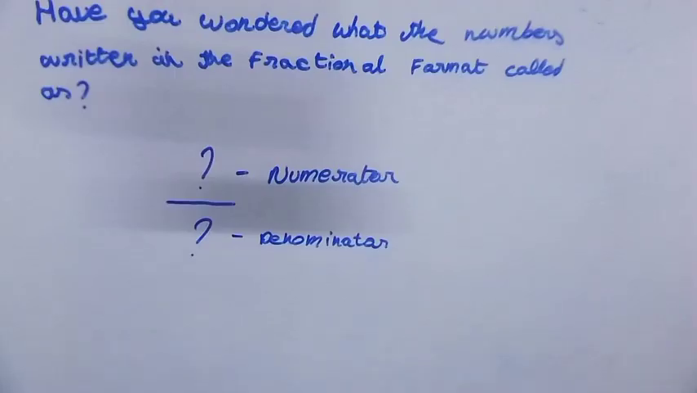So, have you wondered what the numbers written in the fractional format are called? The number above the line is called the numerator, and the number below the line is called the denominator. A fractional format is not complete without a numerator and a denominator. So we are no longer going to say above the line and below the line. Hereafter it's going to be numerator and denominator.